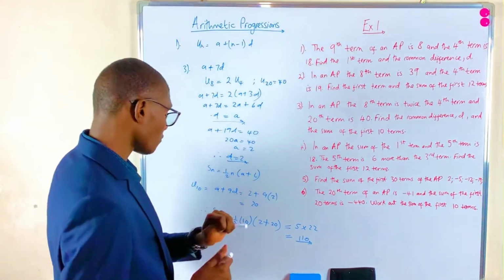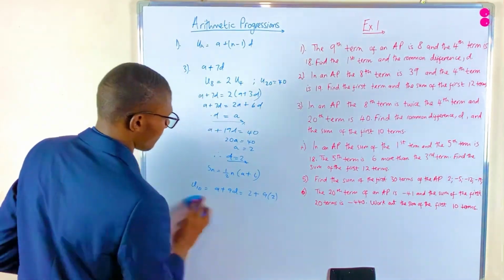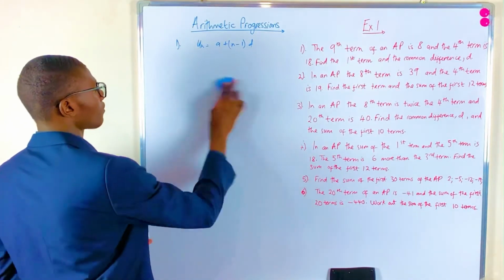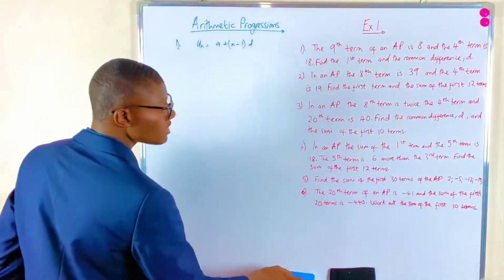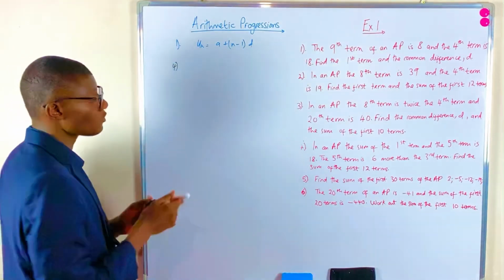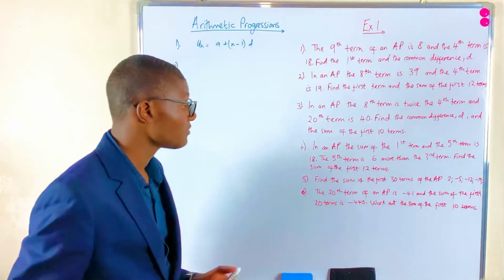So now let's move on to number 4. Allow me to erase this part here. Right, so now number 4 says in an AP, the sum of the first term and the fifth term is 18.